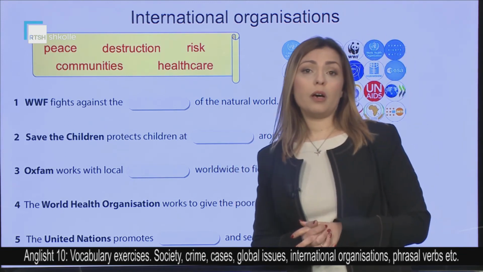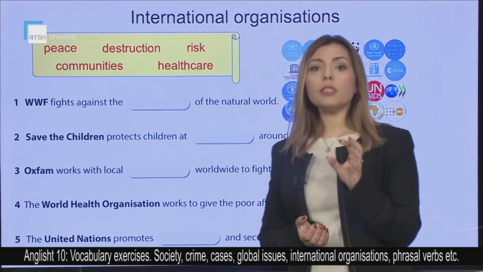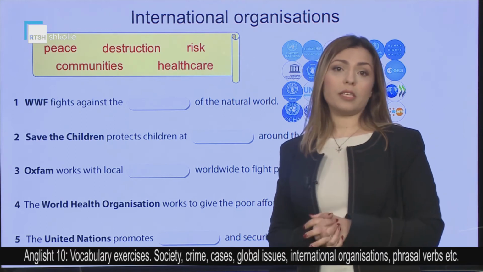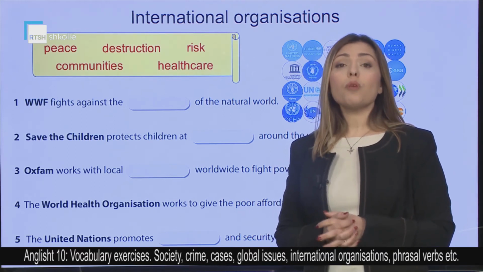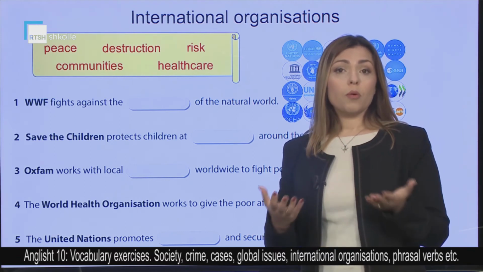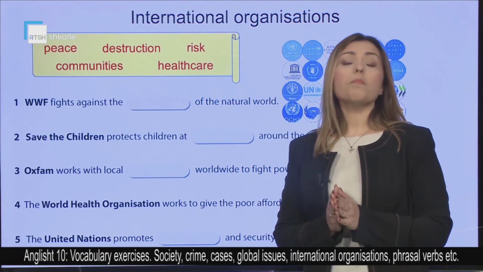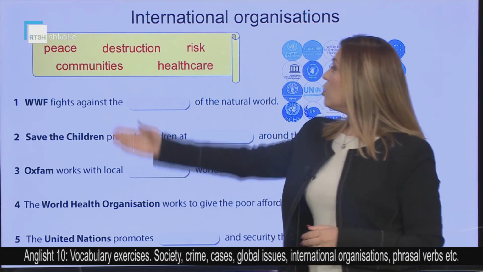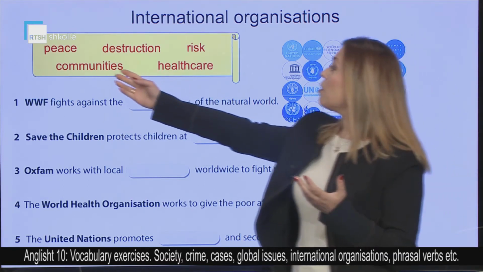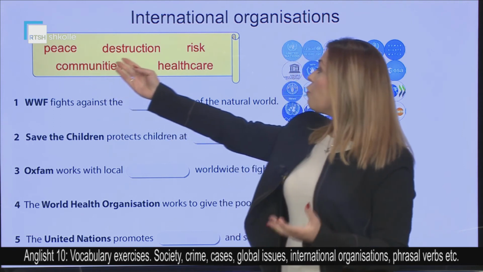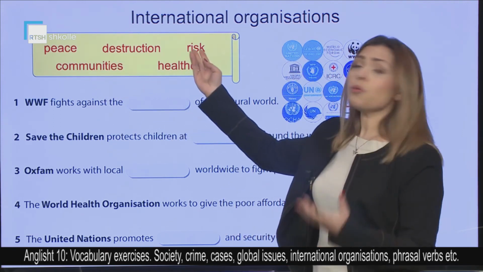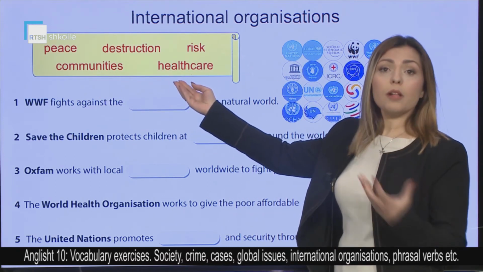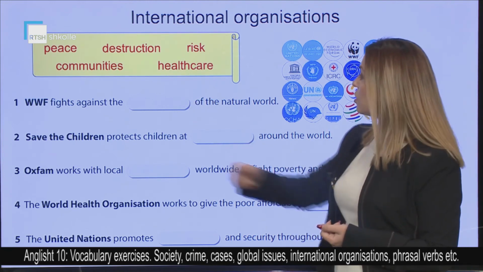Apart from the environmental issues, we're going to see also some organizations. In the world, there are so many organizations in which people are trying to help other people. How? In different ways, with many volunteers, so that we can help one another. So we have got organizations that fight for peace, fight against destruction, against the risk that some people are in. They help communities. They help people have health care. Which are those organizations? Let's go and see them.